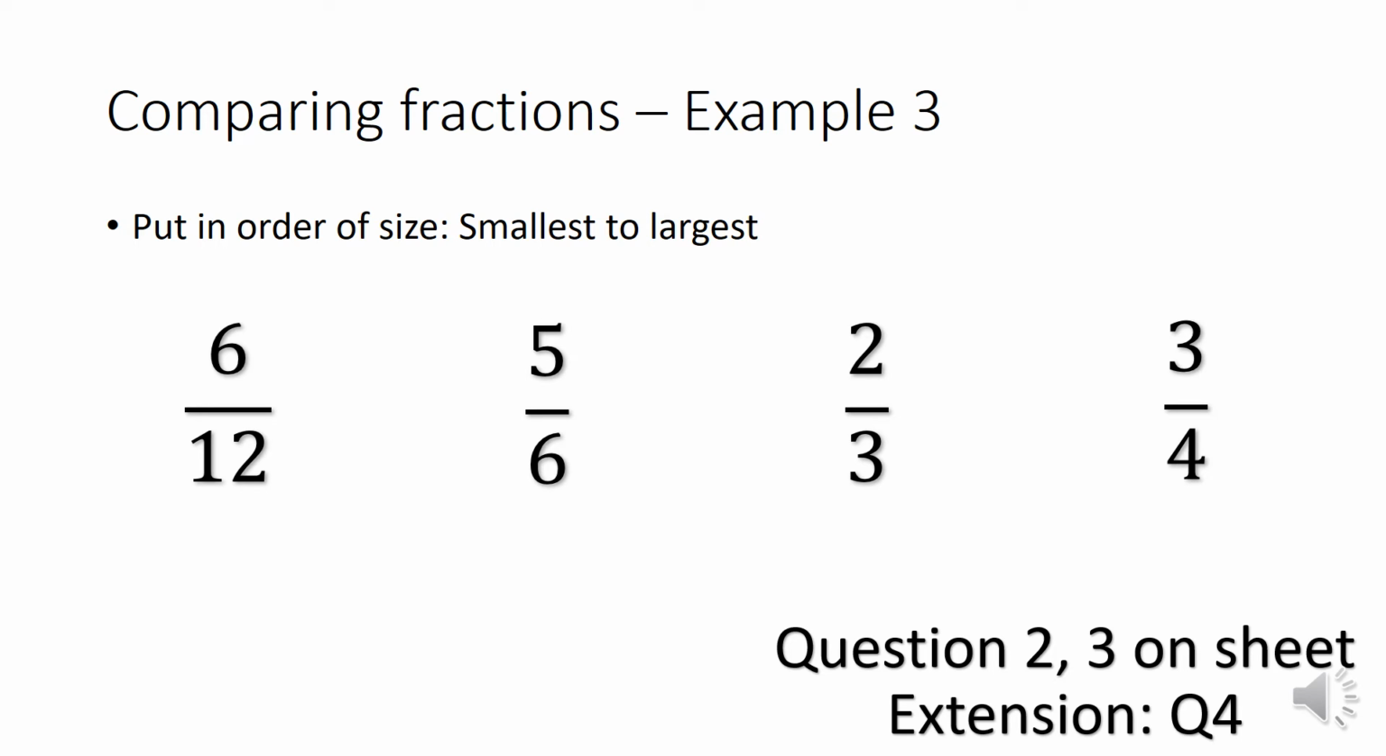So what we need to do is find the lowest common multiple of 12, 6, 3, and 4. So we need to work out, because they're our denominators, we want them all to be the same. So let's work out the lowest common multiple. So let's think, how do we do lowest common multiples? So we'll write out the multiples of 3.